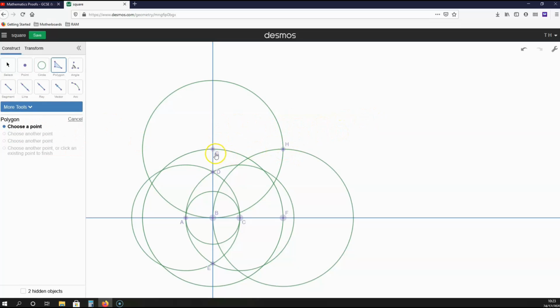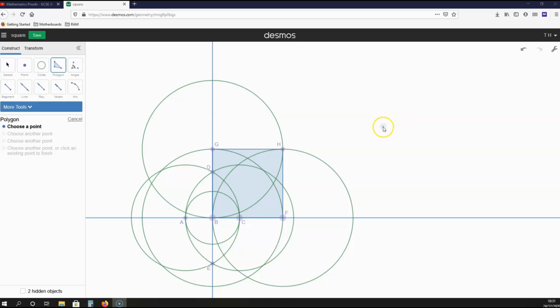If we connect the points GB, then BF, then FH, then HG, what we get is a perfect square. The good thing about this way of constructing the square is that you get to select the length of your square, like we did in the case of B to F.